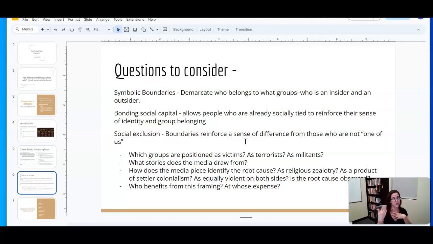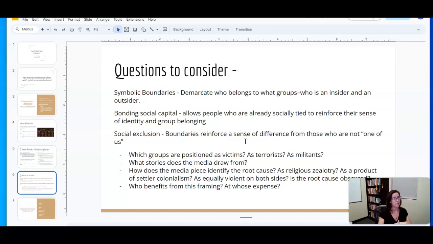And so as we're thinking about the Israeli-Palestinian conflict right now, some questions to ask are: which groups are positioned as victims, as terrorists, as militants? What stories does the media draw from? In other words, whose voices are they drawing from? Whose voices get uplifted? Whose voices get discredited, right? Does the media identify the root cause? And what are they identifying as the root cause? Religious zealotry, a product of settler colonialism, as equally violent on both sides? Is the root cause of this conflict actually obscured, right? And then who benefits from this framing at whose expense, right?